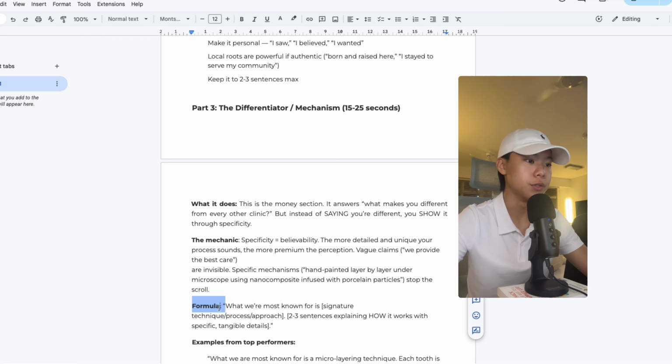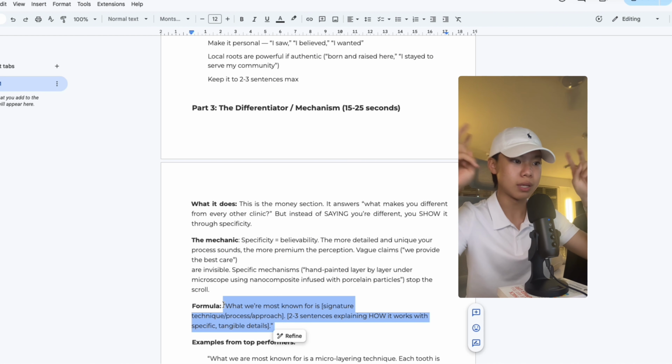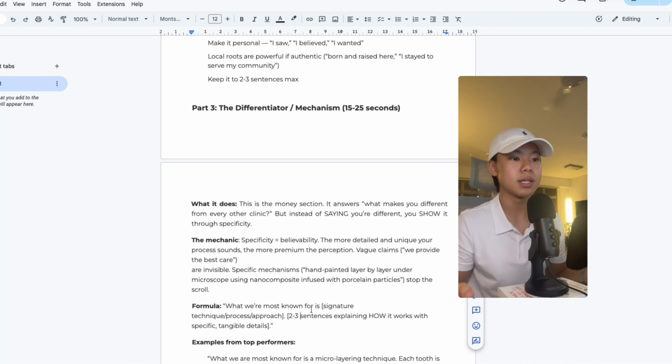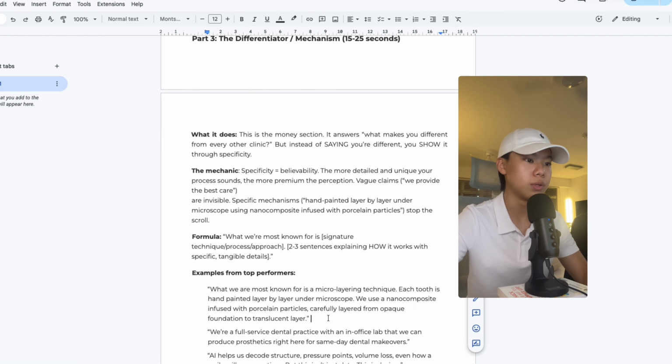So the formula that you can use for this can be this one right here. I'll read it out. What we're most known for is our signature technique, process, or approach, followed by 2 to 3 sentences explaining how it works with specific, tangible details. Cool. So these are some examples from top performers. I'll just read one out over here.